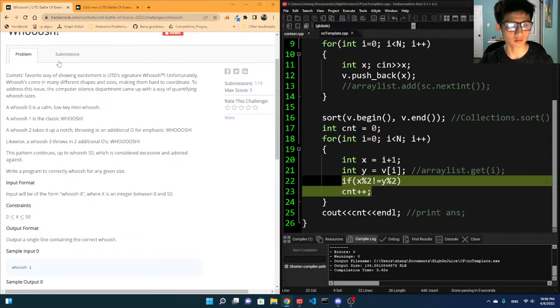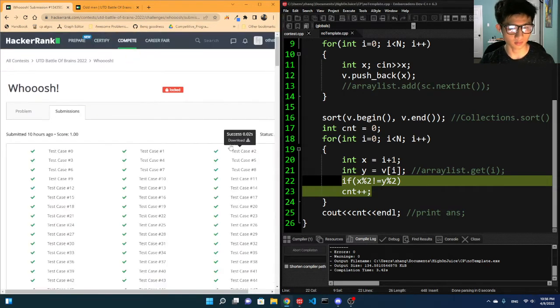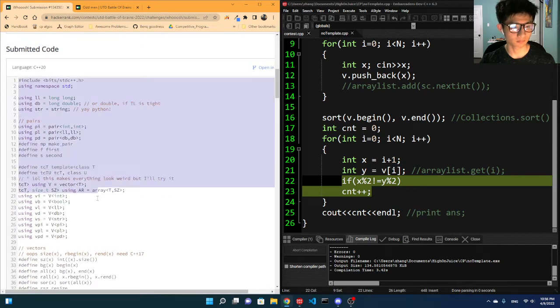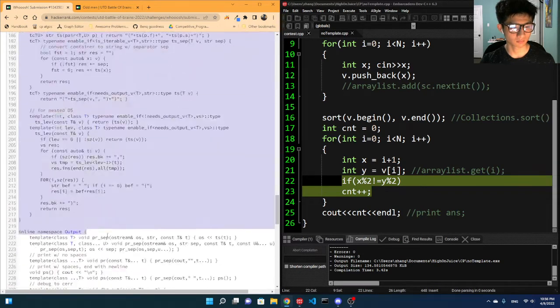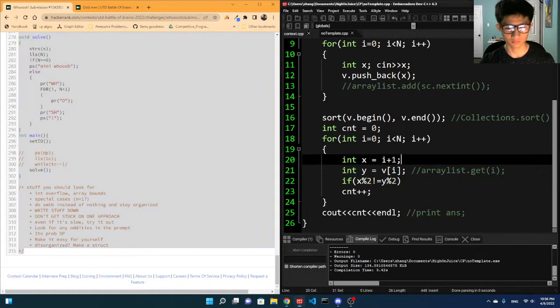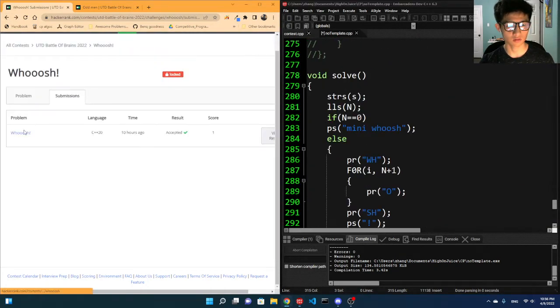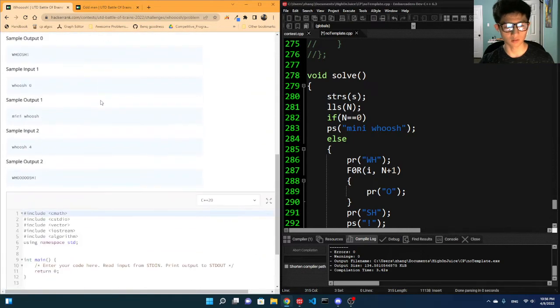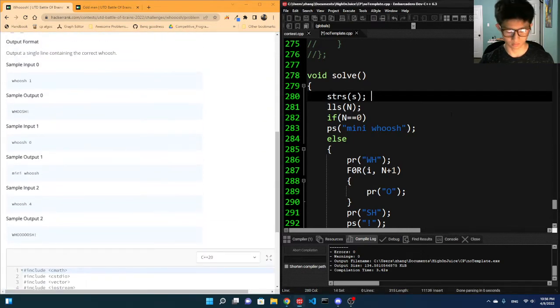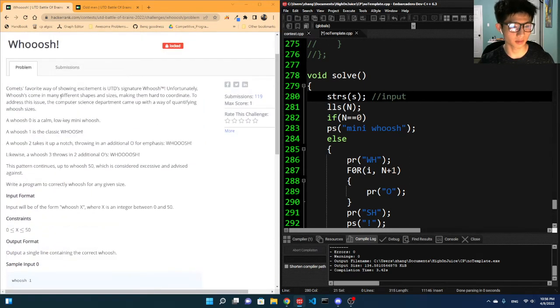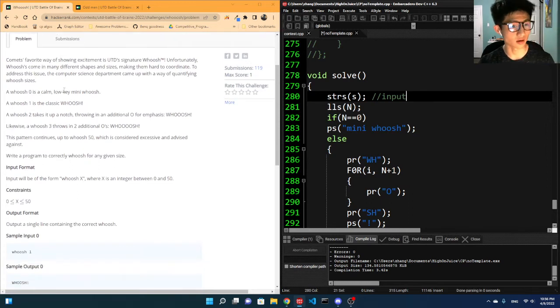Whoosh. Okay, I did do Whoosh, so I'm just going to copy what I did. So what I did was, it may even be harder to read because of all the template stuff. This is just input. So how it goes is like this.